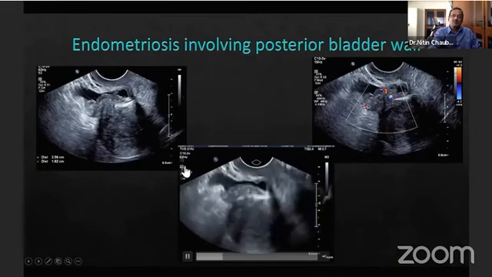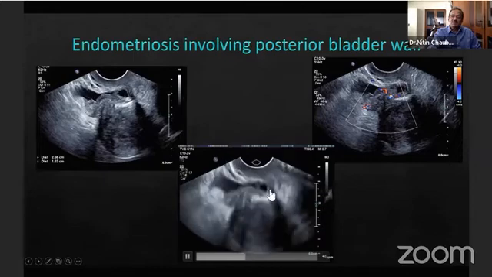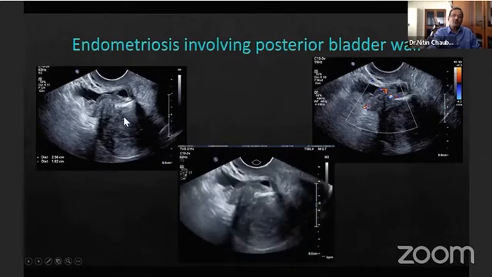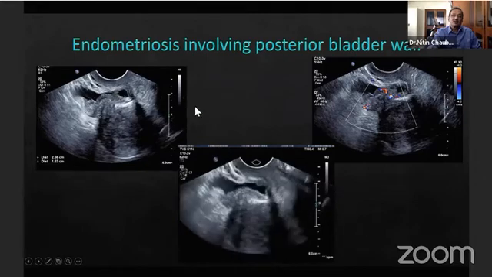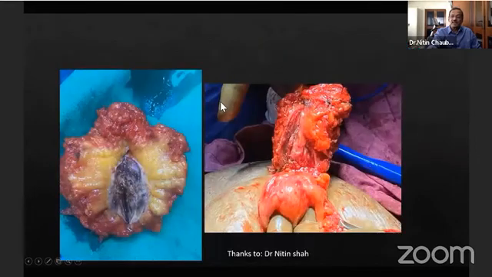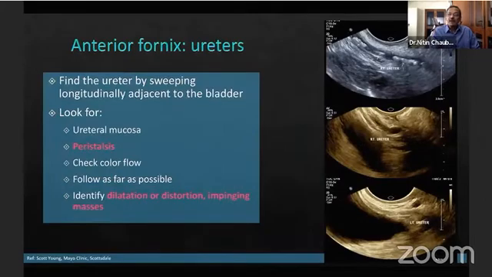So once, as I said, the uterovesical fold is involved, then we need to find out how much of the endometriosis is involving the bladder, which part of the bladder, and what is the extent of involvement. And that's a patient who was operated by Nitin, the same patient which I showed in the earlier scan. Then we go to the ureters.